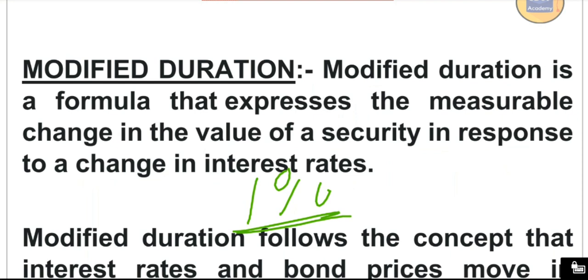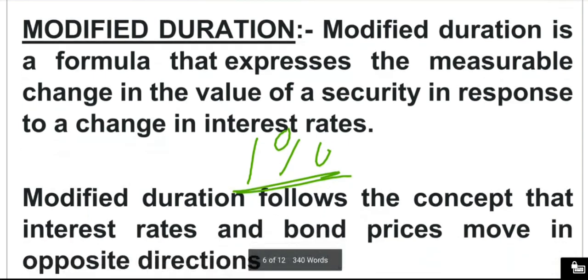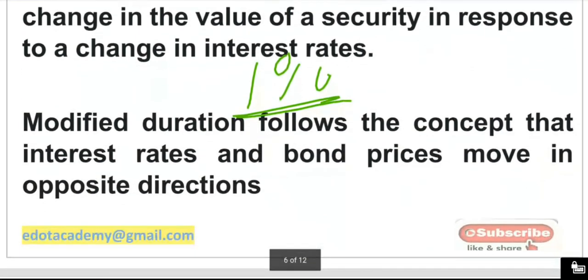So you have to keep in mind, in the Macaulay duration we calculated the duration, but here, even though the name is modified duration, we are calculating how sensitive the value of the bond is to the interest rate. So modified duration follows the concept that interest rates and bond prices move in opposite directions. I have just explained that here.